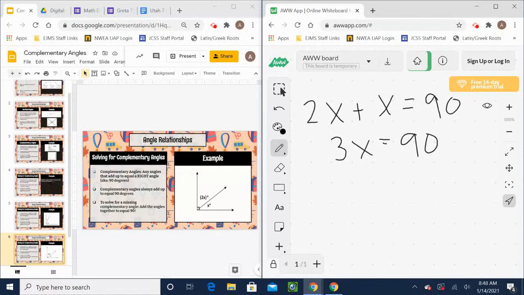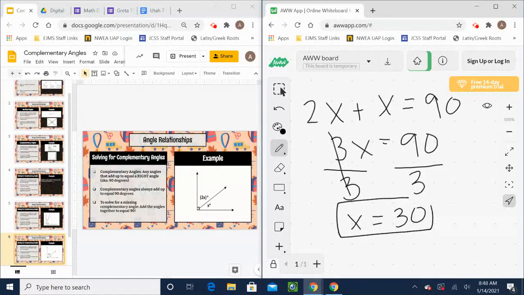Well, guess what, you guys? I want x by itself to be able to figure out what my x value is. So I'm going to divide out that number next to x. So x equals 90 divided by 3, so it would be 30. Okay, take a deep breath because we're not done yet. Okay, we know what one of the angles is. It's 30 degrees.